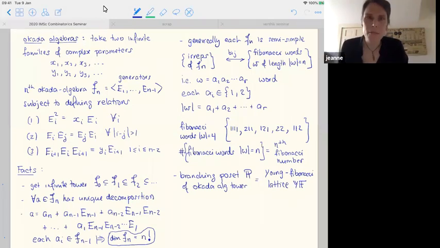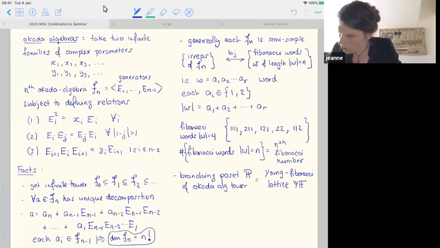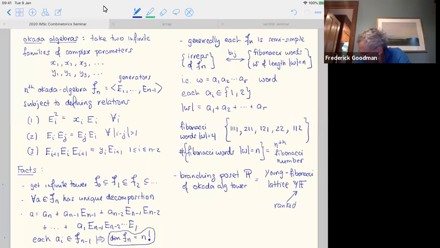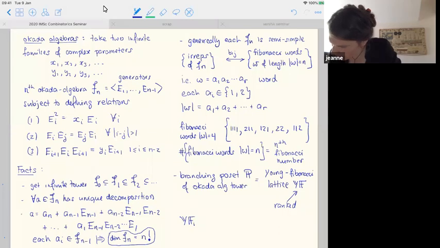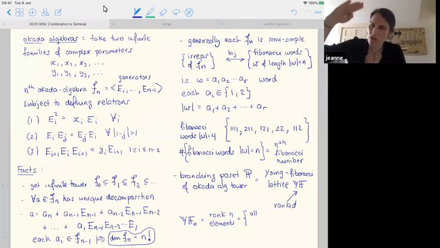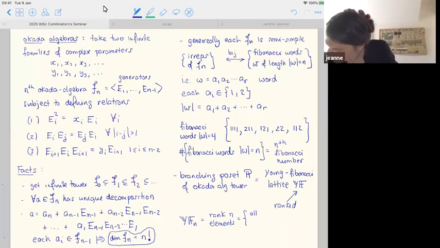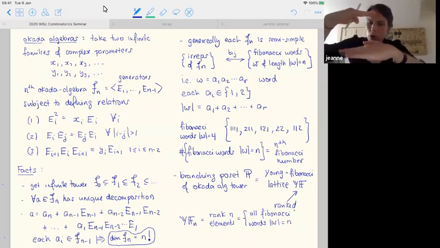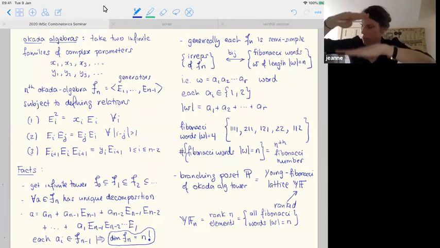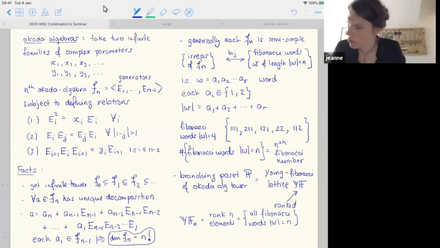I mean, since it's the branching poset of a tower of algebras, so this is rank. And we'll declare YF_N to be the rank N elements, and these will be all of the Fibonacci words of length N. So at each level of this poset, we will have Fibonacci many things. I just want to tell you what the order relations, the covering relations, are between any two levels, so to speak.